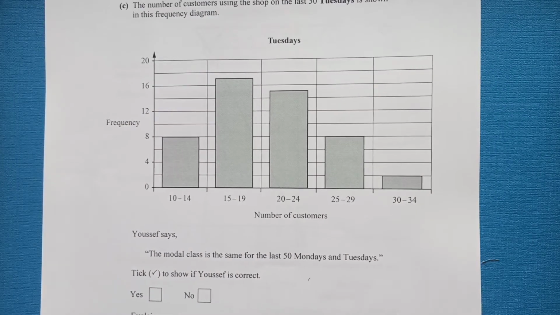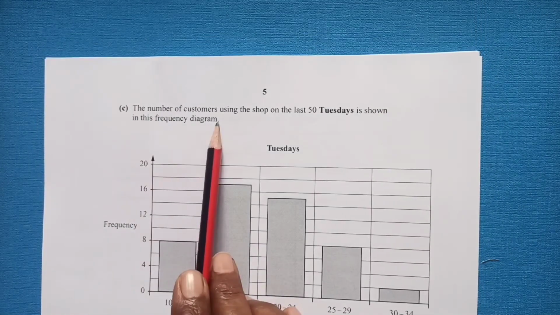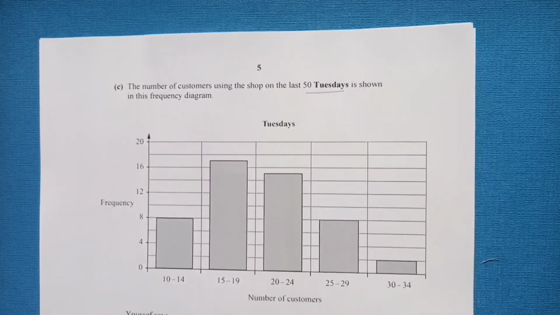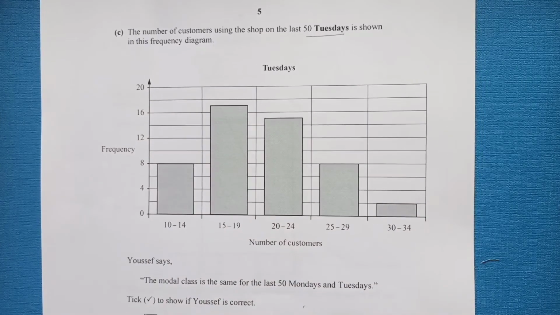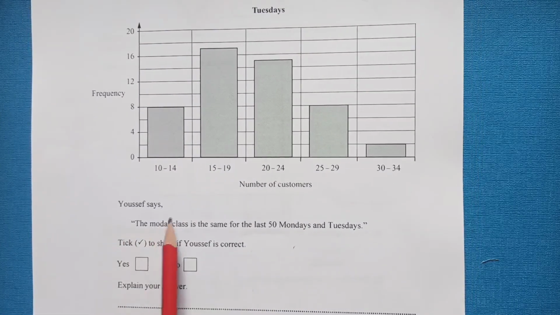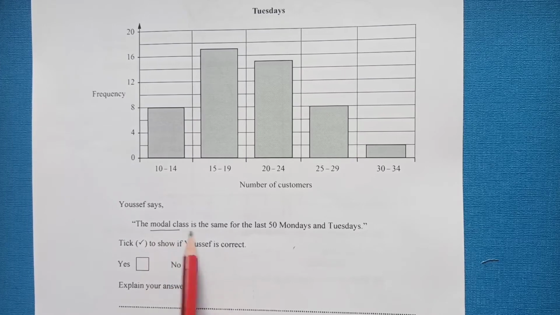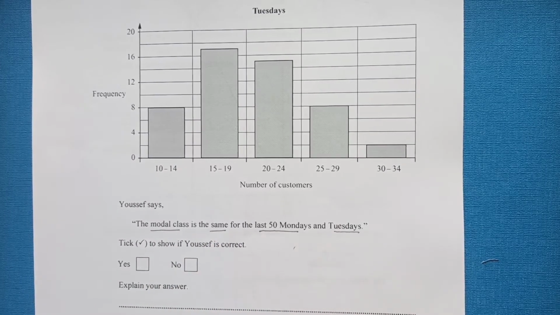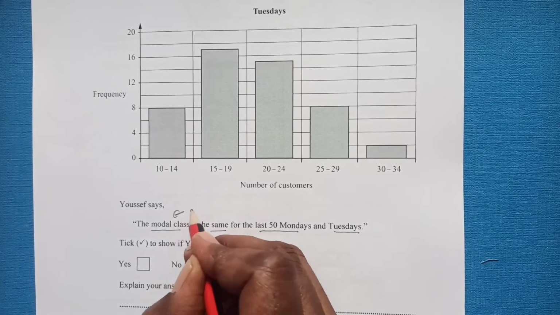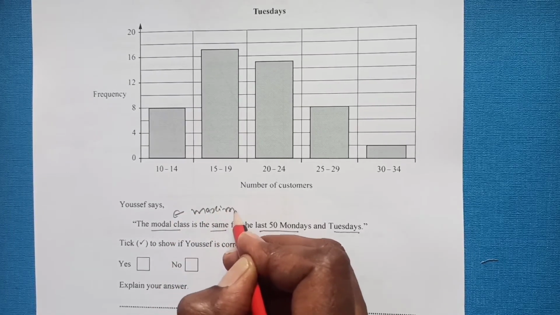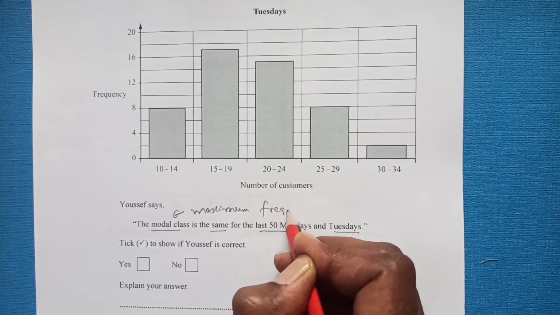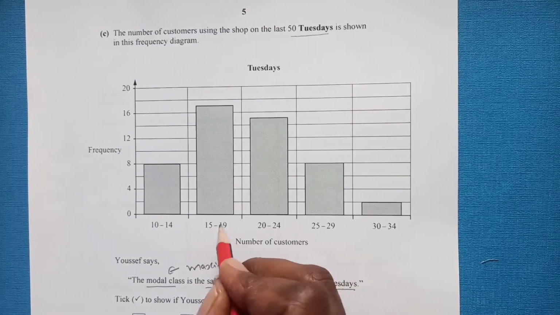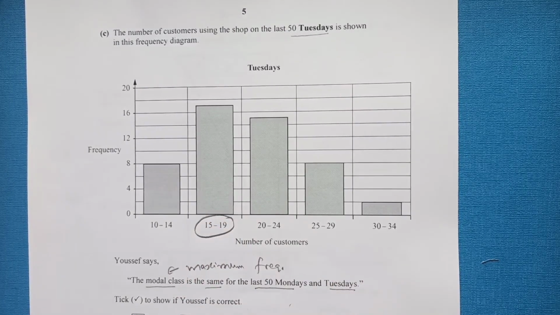Part C of this question. The number of customers using the shop on the last 50 Tuesdays is shown in the frequency diagram. You can see this frequency diagram here. Yusuf says the modal class is the same for the last 50 Mondays and Tuesdays. So what is the modal class? The modal class is the one with the maximum frequency, right? So with maximum frequency, you can see which bar is maximum here. We have maximum frequency in 15 to 19.